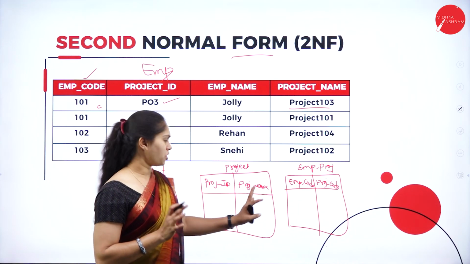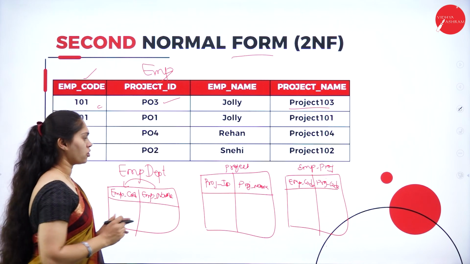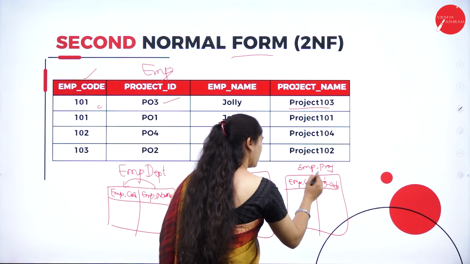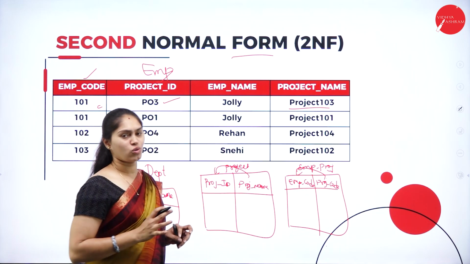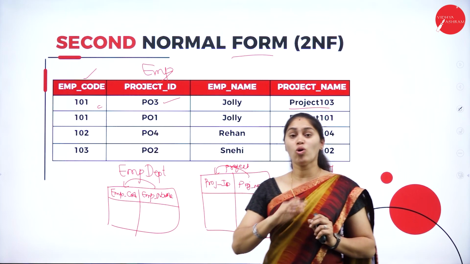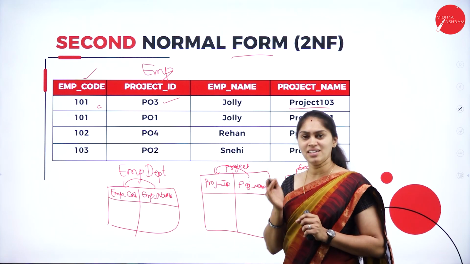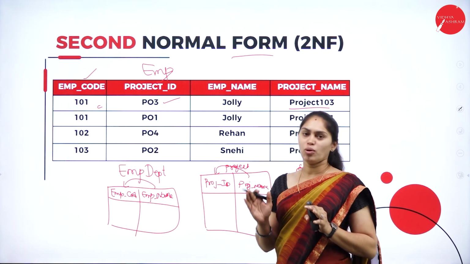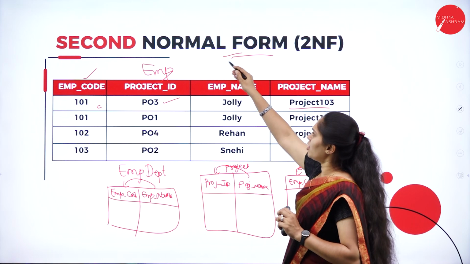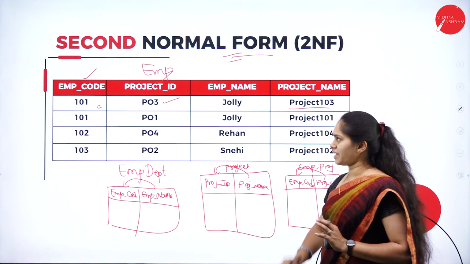If you see here, this employee name depends only on the employee code. This project name depends only on the project ID. This project code depends only on the employee code. That means all the columns depend only on the primary key of a table, not on any other dependency. Then there will be no partial dependency. If there is no partial dependency, we can say that the table or relation is in second normal form. This is the second normal form.